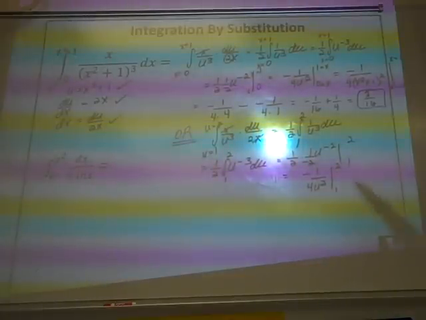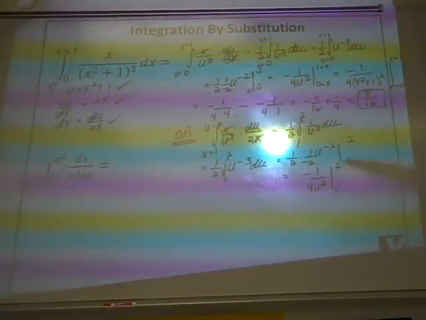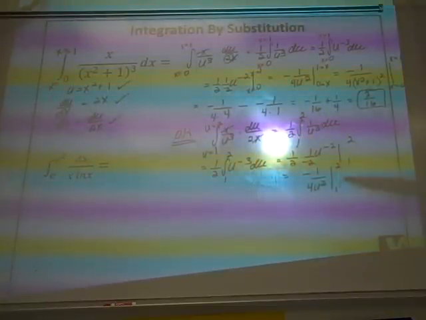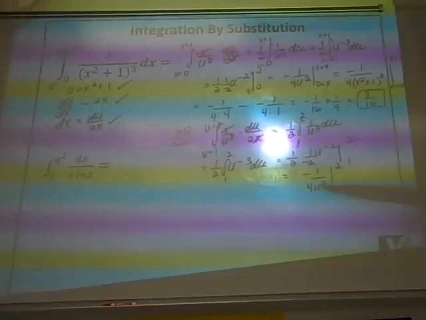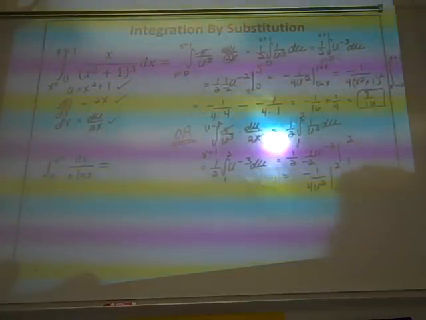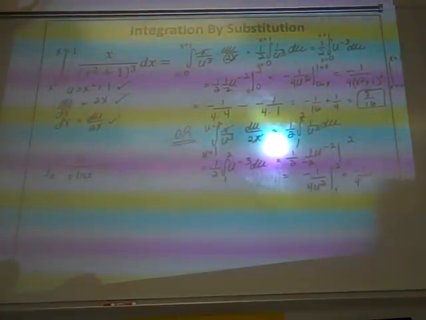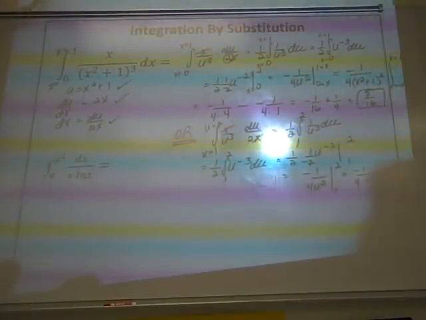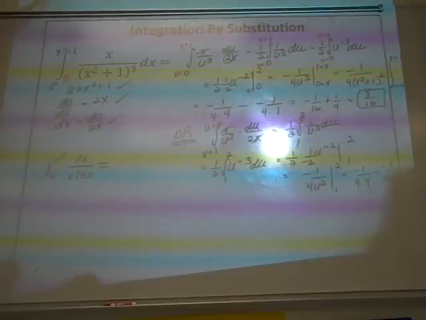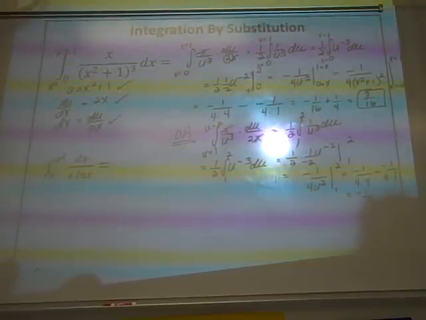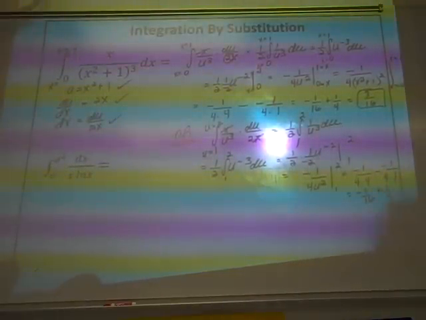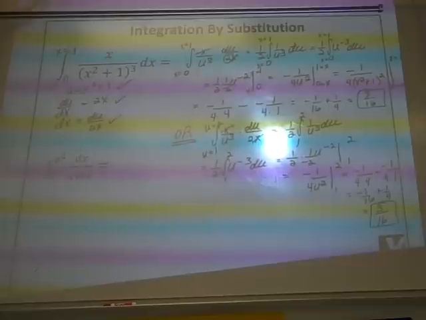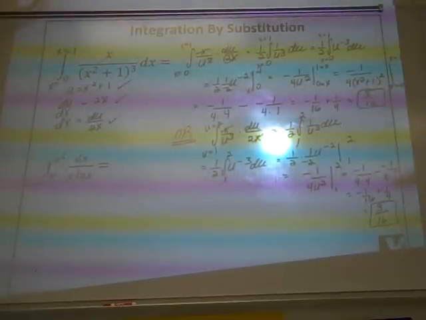Now I'm evaluating between 1 and 2. Because these limits of integration are in terms of u, and my antiderivative is in terms of u, I'm just going to plug them in directly. And I get negative 1 over, plug in the 2, 4 times 4, minus negative 1 over 4 times 1. I get negative 1 over 16 plus 1/4. Hey, we've seen that before. That's 3/16. We get exactly the same answer.